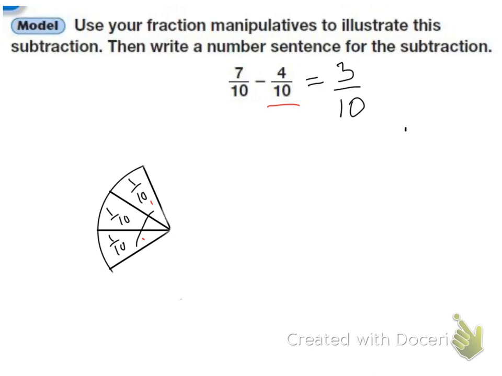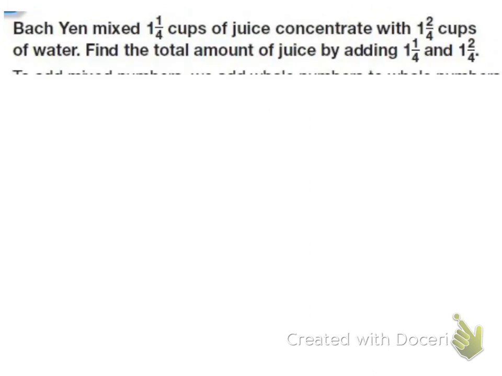So again, remember when we add or subtract fractions, the denominators have to be the same and the denominator stays the same. And so then I just have to add or subtract the numerator. Okay. This problem says Bach Yen, I don't know if I said that right, mixed 1 1/4 cup of juice concentrate with 1 2/4 cups of water. Find the total amount of juice by adding 1 1/4 and 1 2/4.